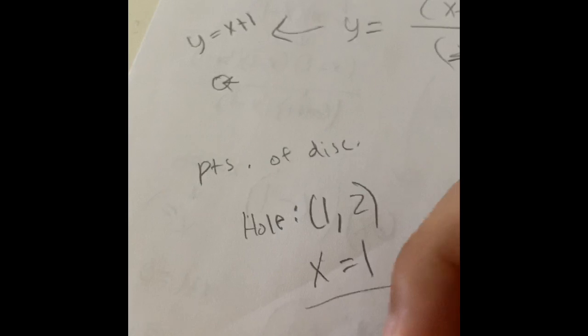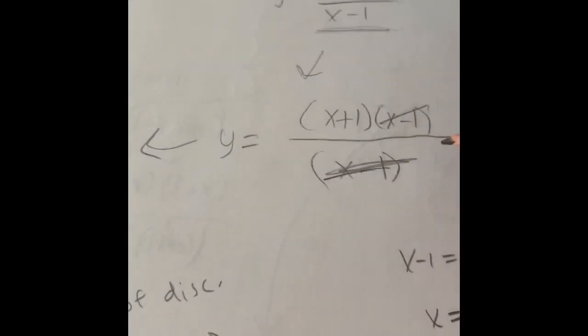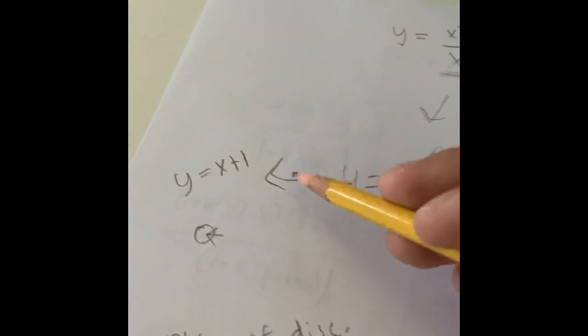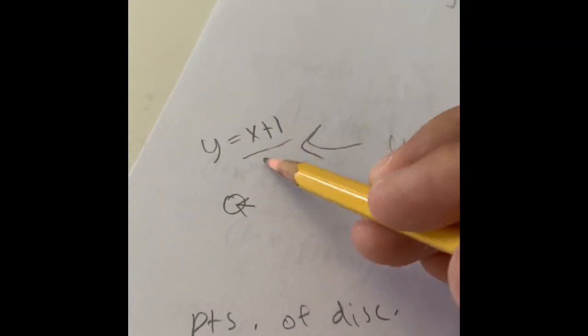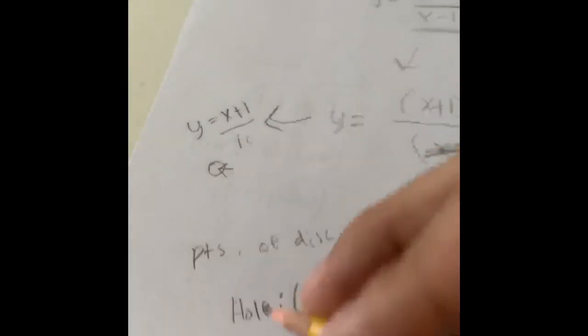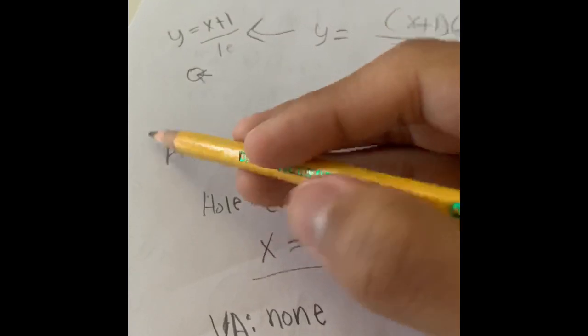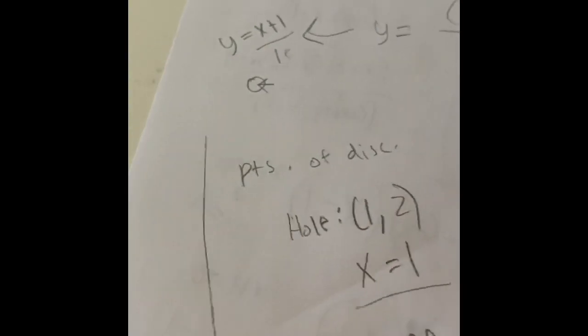And as for vertical asymptotes, you always look at the simplified version after you cancel out the holes. So now you're left with x plus 1, and that's basically over 1. Since there's nothing on the denominator except a 1, for vertical asymptotes, there are none. So those are our points of discontinuity here.